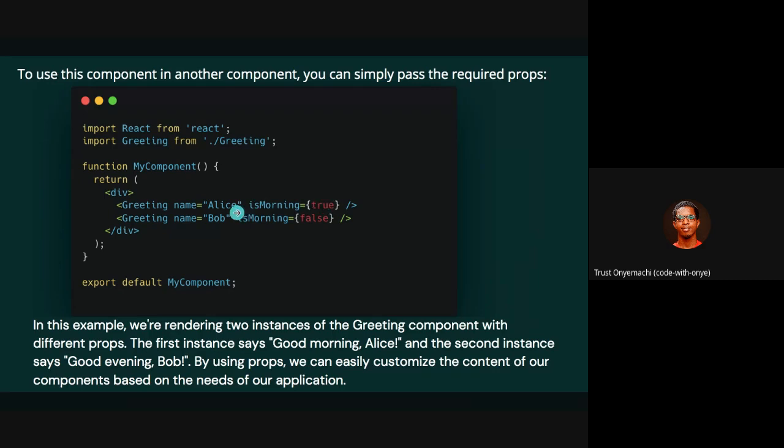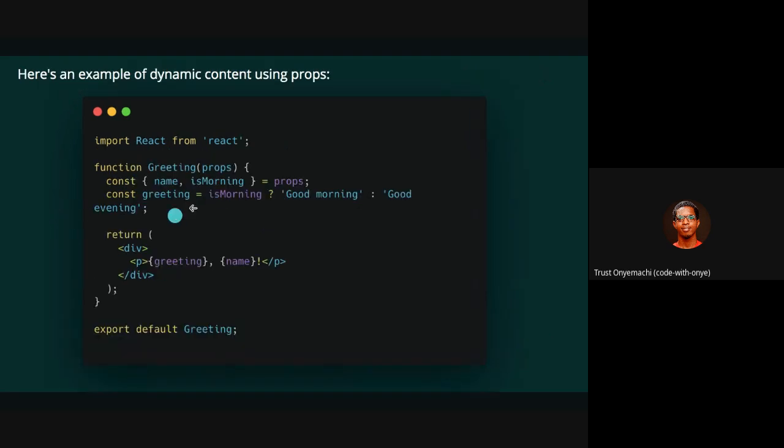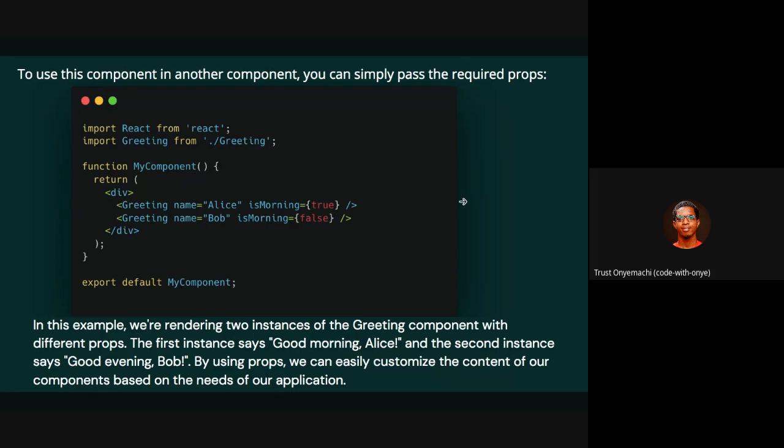So it's going to say, good morning, Alice. And now Bob, who is not in the morning, isMorning is false. It's going to say, good evening, Bob, because Bob is not in the morning. Remember the conditional statement here is checking if the person is in the morning. Give the person good morning. But if the person is in the evening, not in the morning, tell the person good evening. That is the condition shown up there.